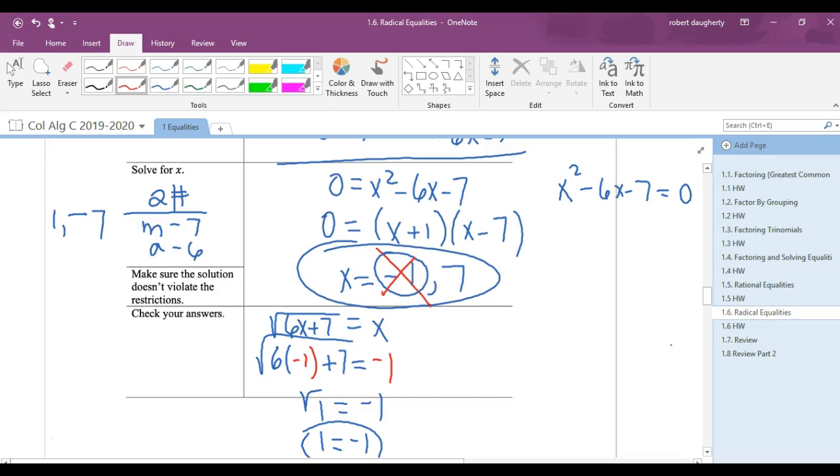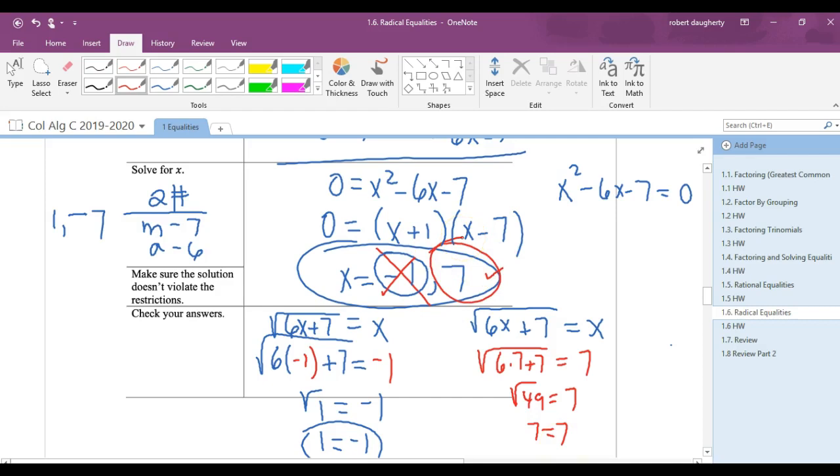Now, for posterity, to make sure, let's check x equals 7. So I'm going to plug in a 7. Is the square root of 6 times 7 plus 7 equal to 7? What is 6 times 7? 42. What is 42 plus 7? So is the square root of 49 equal to 7? That means, does 7 equal 7? That is true. This is my only answer.